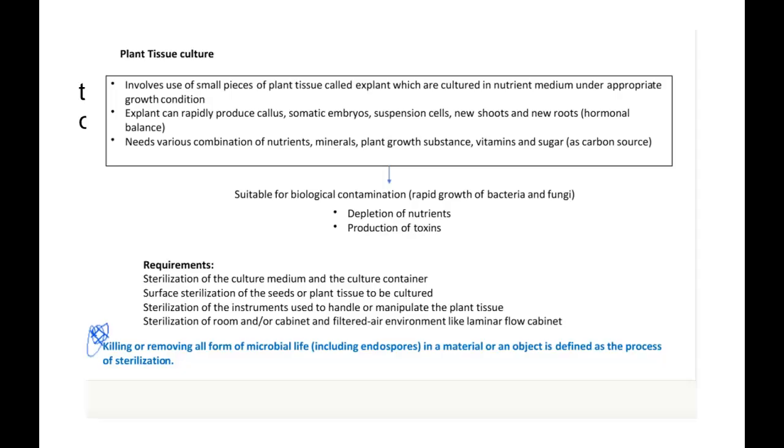So there is a need to sterilize your culture media and culture containers. There is also a need to sterilize the seeds or plant tissues which are to be cultured, and to sterilize the instruments which are used to handle and inoculate the plant tissues, and also the rooms or cabinets, and filter the air environment, like laminar airflow. Killing or removing all kinds of microorganisms in materials or objects is known as the process of sterilization.